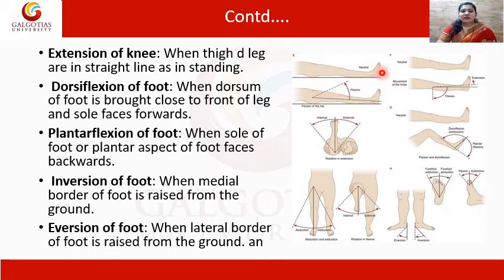Dorsiflexion of the foot is when the dorsum of the foot is brought close to the front of the leg and the sole faces forward. Plantar flexion of the foot is when the sole, the plantar aspect of the foot, faces backward. Inversion is when the medial border of the foot is raised from the ground, and eversion is when the lateral border of the foot is raised from the ground. So this is what we call the movements of the lower limb joints.